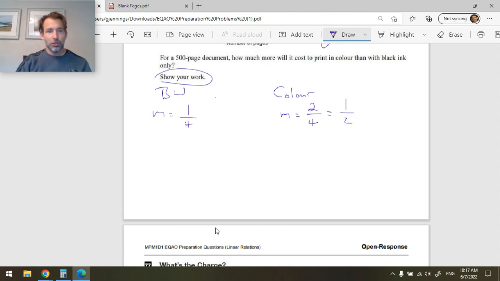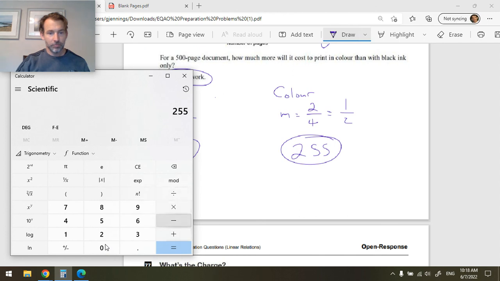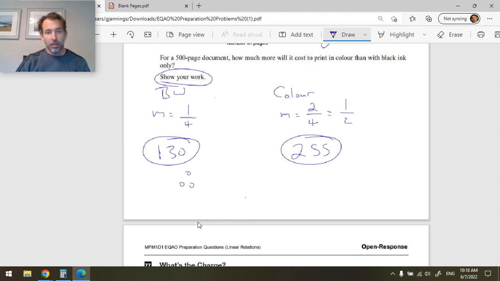Okay, so there. Therefore, I'm not going to show my work. It says show your work. You should show your work, but hey, we all have things to do. And I think if you've not understood the explanation so far, then you can evaluate that. The total cost to do the black and white printing would be 130. The total cost for color would be 255. The difference between 130 and 255. So if I take 255 and subtract 130, $125. Therefore, it costs $125 more for color printing.